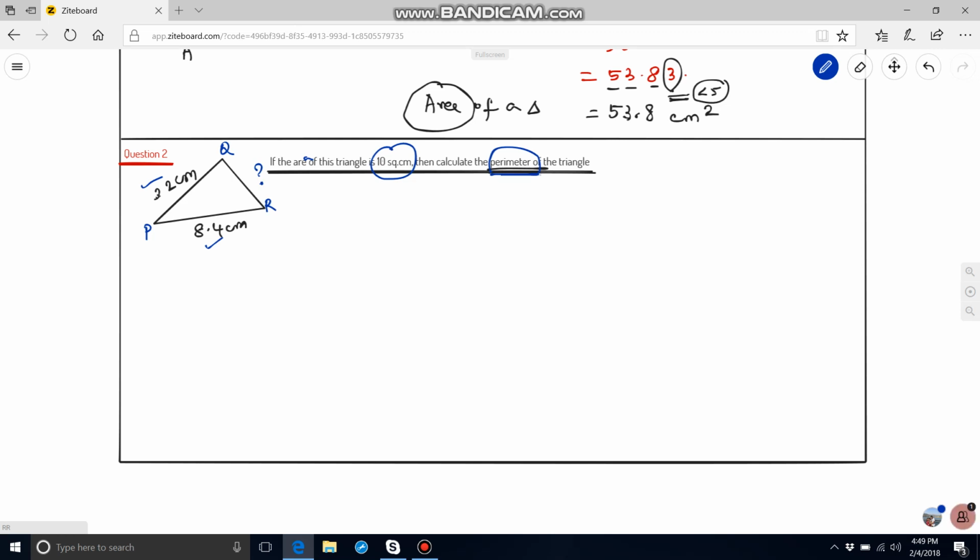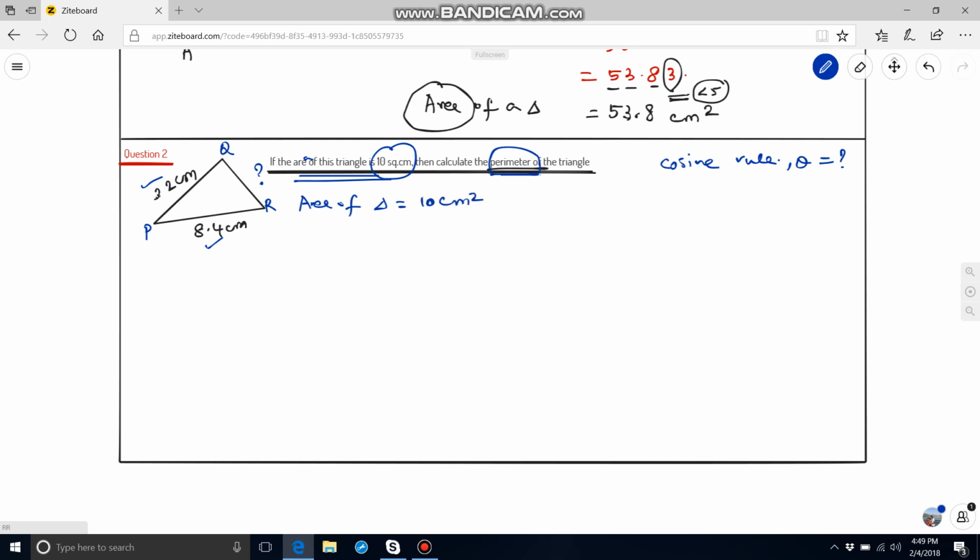To find the third side, we have to use the cosine formula. To use the cosine rule, we need the angle, but the angle is also missing. How do we find the angle? To get the angle value, I am going to use the area concept here. We can start with the first clue: the area of the given triangle is equal to 10 centimeter square.